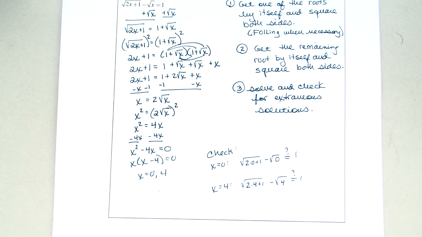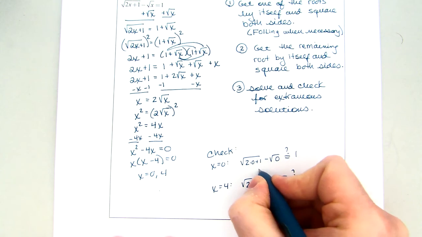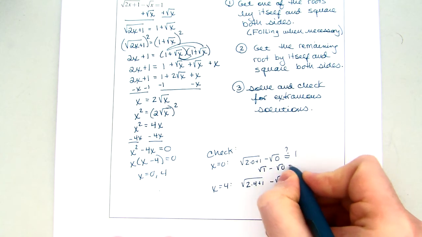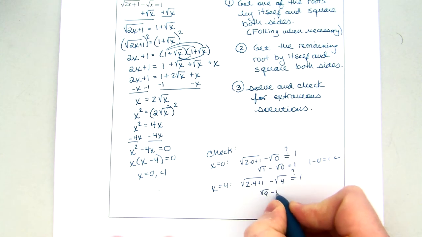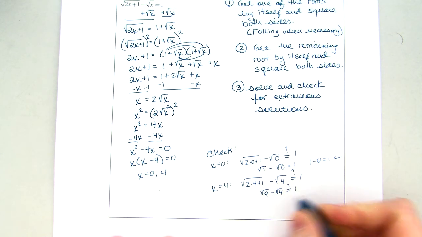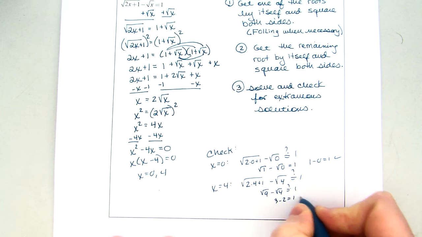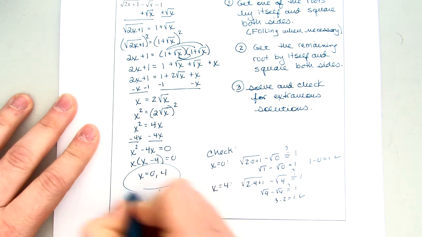Which one's good? What was that? Both? I don't think we've seen one of those yet. Oh, no, there was one in the homework that worked that way. But yeah, 1 minus 0 equals 1. That one's good. Square root of 9 minus square root of 4 maybe equals 1. So 3 minus 2 equals 1. Yeah, that's good.